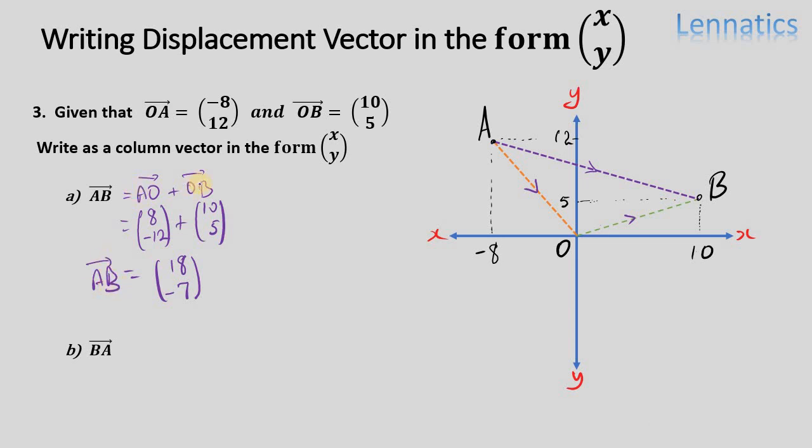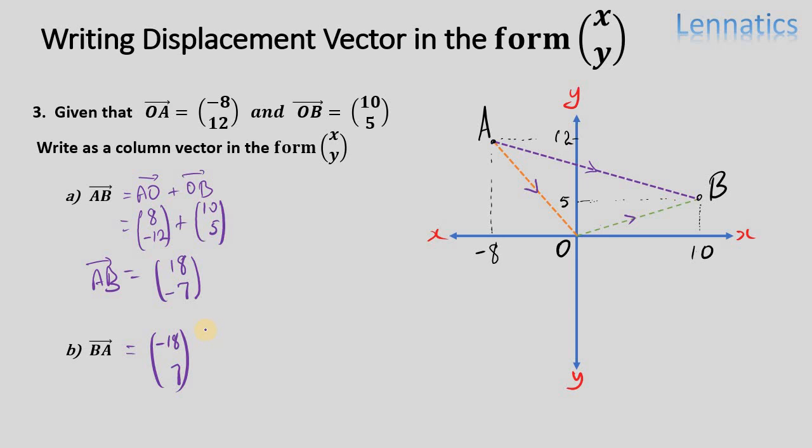You see, we can do it without using the graph. We just use what we're given. We go from A to O, the reverse direction of O to A, so we change the signs, indicating the change of direction, and then we go from O to B. The same concept applies to BA. Once we have AB, BA is the negative of AB, so we're going the opposite direction. That's going to be negative 18 and positive 7.